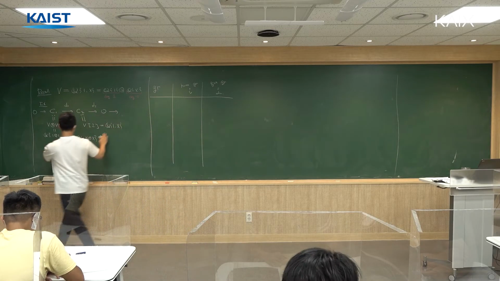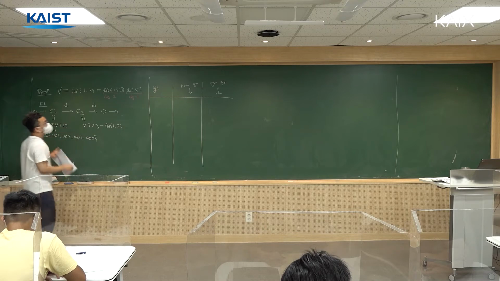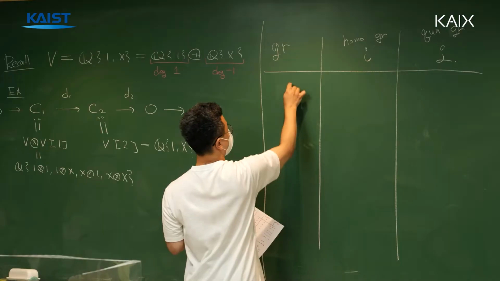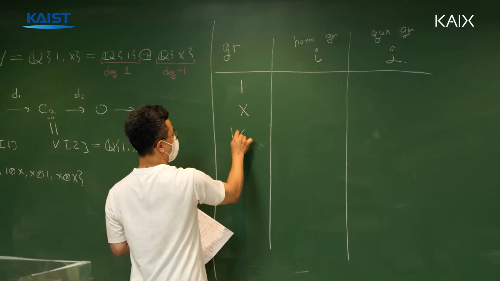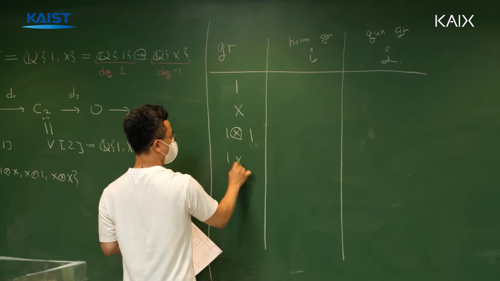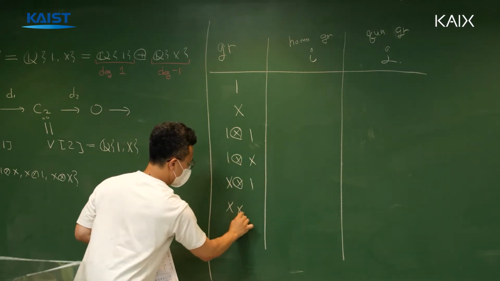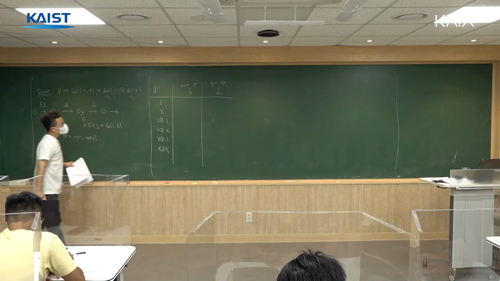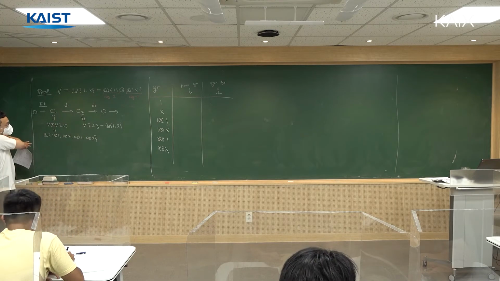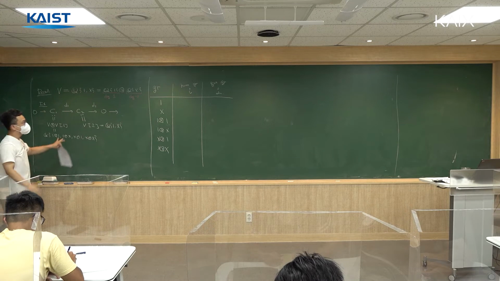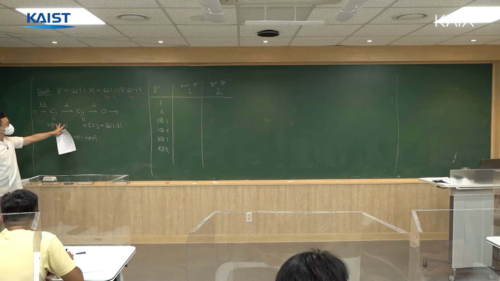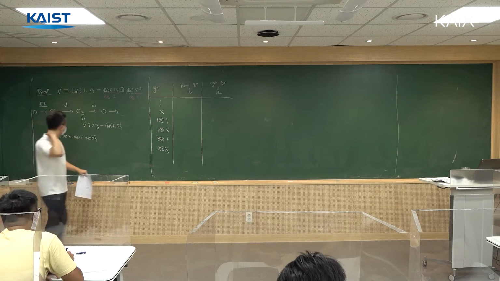So these are the bases. I have 6 bases for this whole chain complex. So let's write them out: 1x, 1 tensor 1, 1 tensor x, x tensor 1, x tensor x. So these are all of them. And as I said before, we are getting into these bi-graded vector spaces. That means it has 2 gradings. One comes from homological grading and one comes from quantum grading.